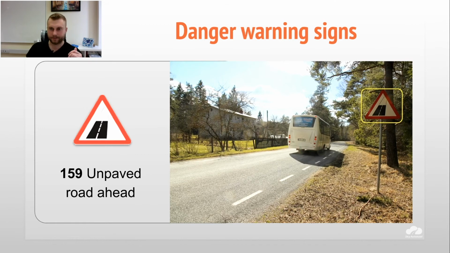Unpaved road ahead. This sign is also very interesting. It means we have an asphalt road, and after some distance, this asphalt road will transform into a usual gravel road, for example. Yeah, the same thing here. If it's an asphalt road now and I drive 90, of course it means I cannot go the same 90 on the gravel road. So in this case I also have to decelerate.